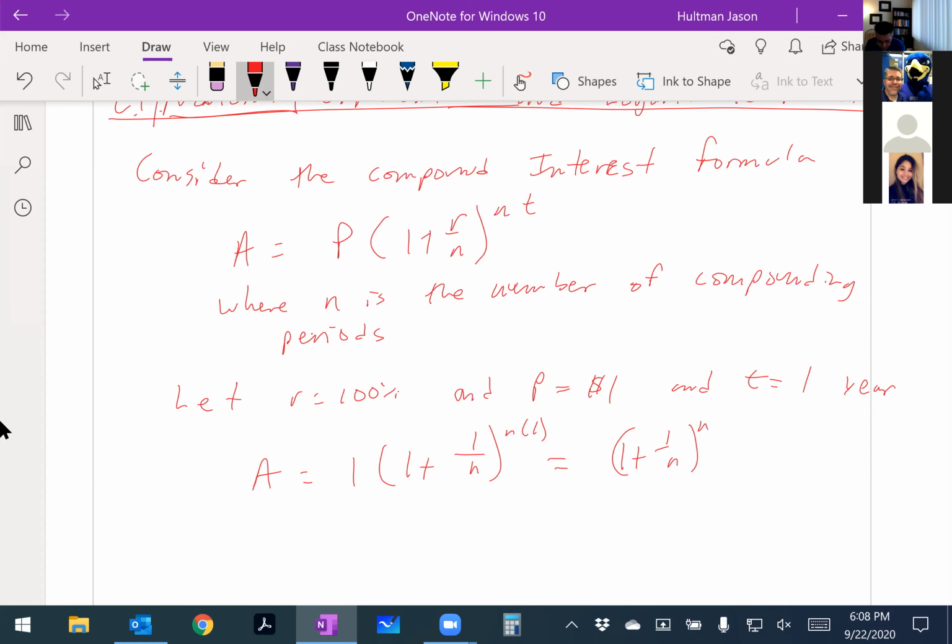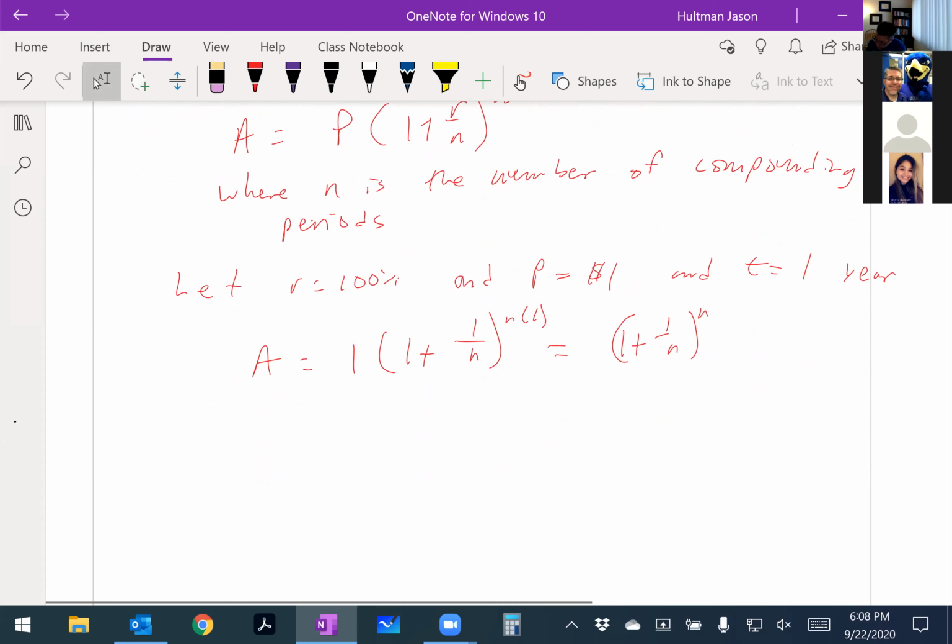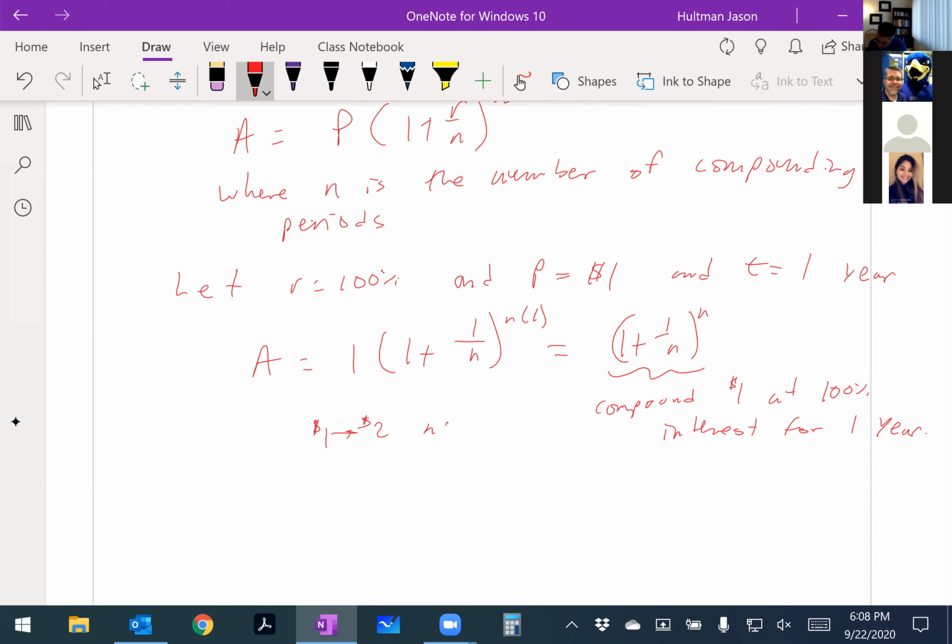Now, this would be equivalent to saying that I'm going to compound $1 at 100% interest for 1 year. So basically I'm going to double, right? If I only had one compounding interval here, I would just go from 1 to 2. I'd start with $1. $1 would become $2 if n is equal to 1.